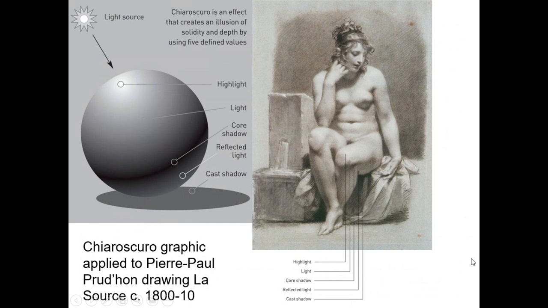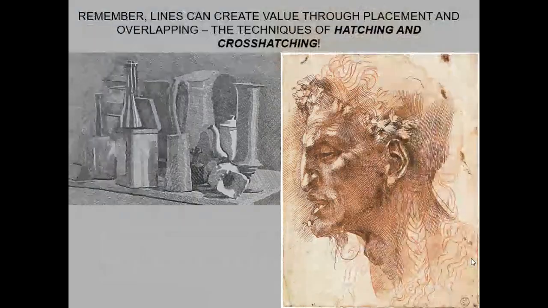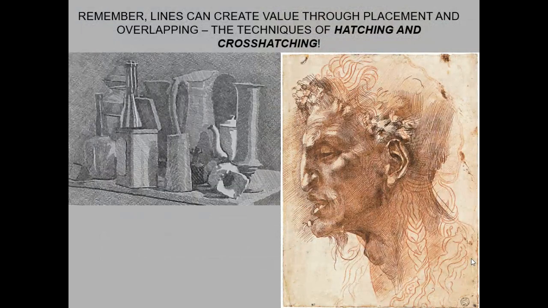So paying attention to where the light is coming from, how strong the light is, and how it affects the object to give us a light side and dark side, and the transition between the two is really what the use of value is all about. We can create that with hatching or with cross-hatching.